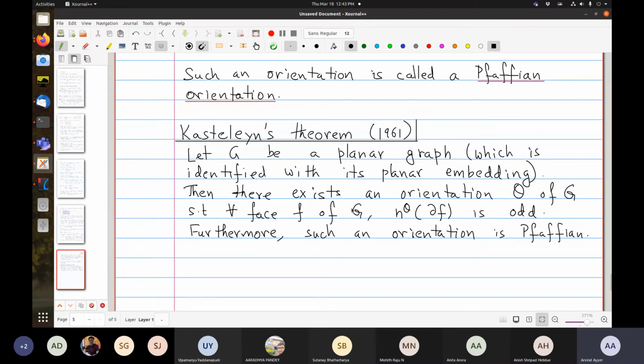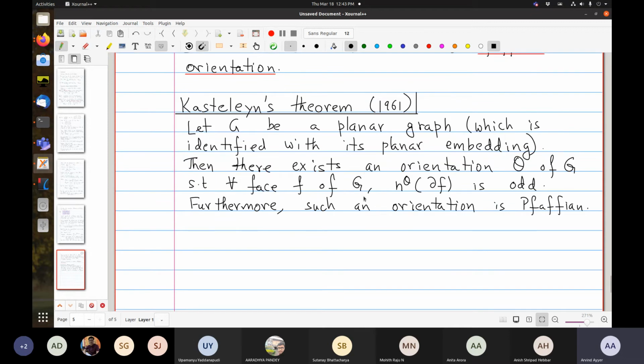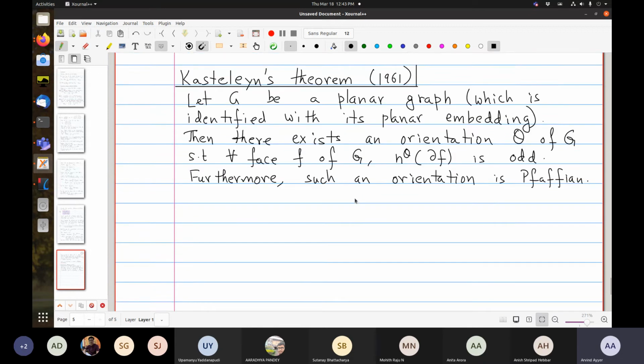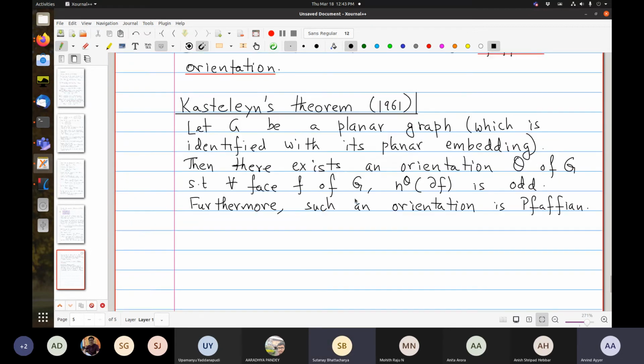So one can construct graphs, non-planar of course, which do not admit Castellane orientations. And in fact, there is a characterization of such graphs. Okay. So we'll prove this in steps. Yes, go ahead.